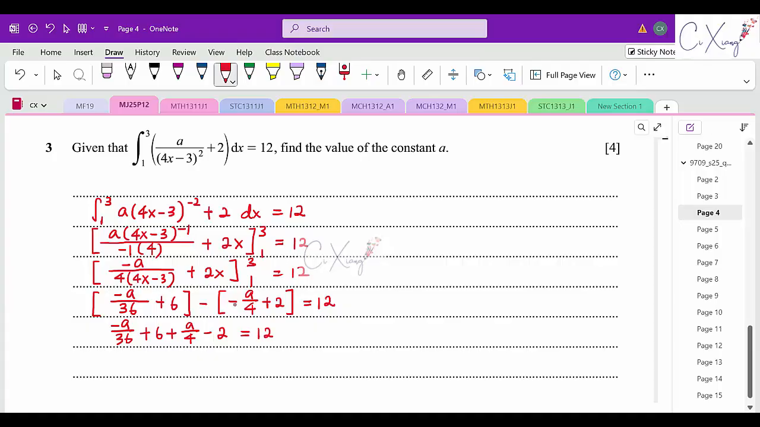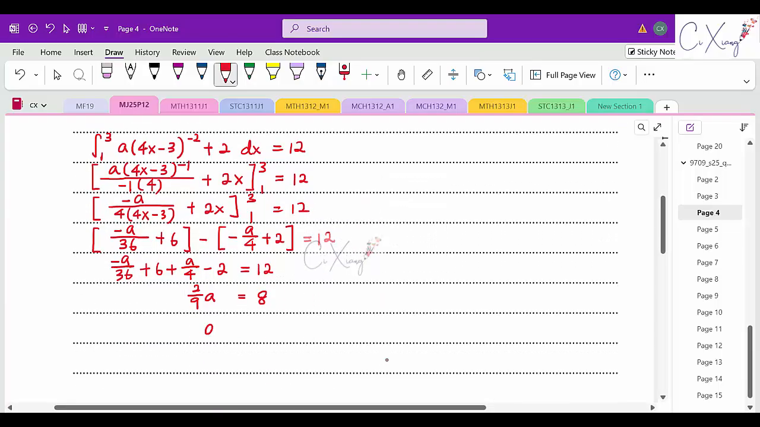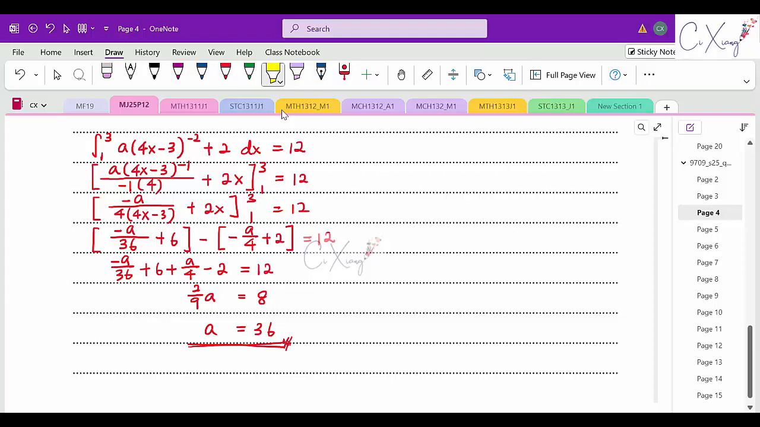Alright, so I just try to keep all my a on one side and simplify them. I'll have 2 over 9a. Negative 1 over 36 apple plus 1 over 4 apple. A is like apple, right? So negative 1 over 36 plus 1 over 4, I think you will get 2 over 9. Move all the numbers to the other side, you'll get 8. Then continue one more step, you'll get the value of a, which is 36. Right, so this is how we solve question number 3.